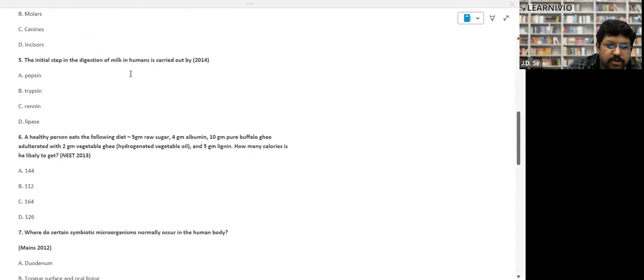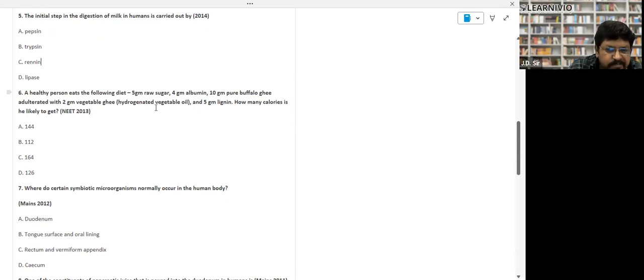The initial step in the digestion of milk in human is carried out by, tell me, I have just dictated this. What should be the answer? Aisha, what should be the answer? Which is not secreted in the adult stage. Come on, renin. Renin is secreted only in children, not in adults. Yes, sir. This question is from Calorie actually, an exceptional question.